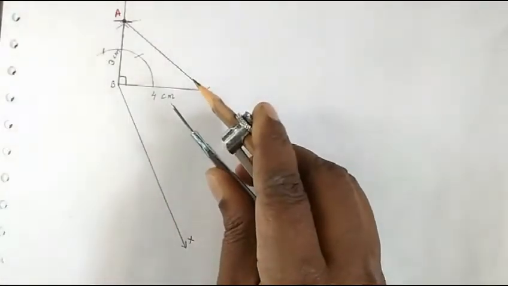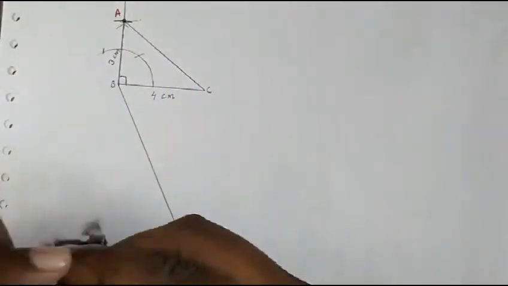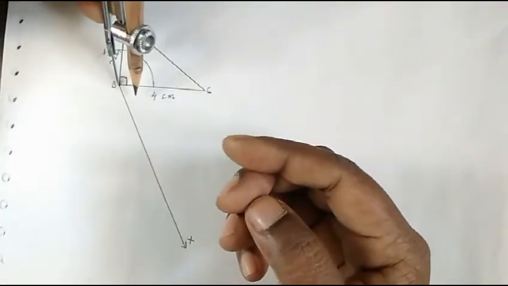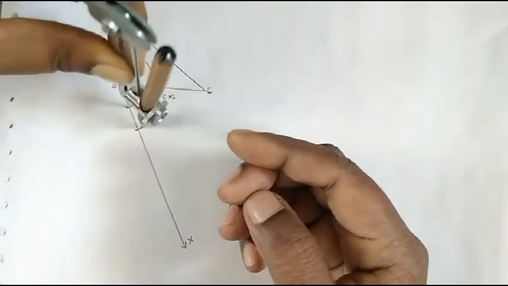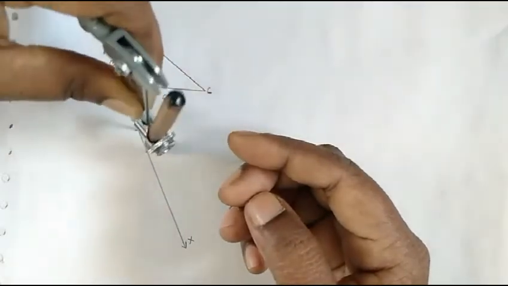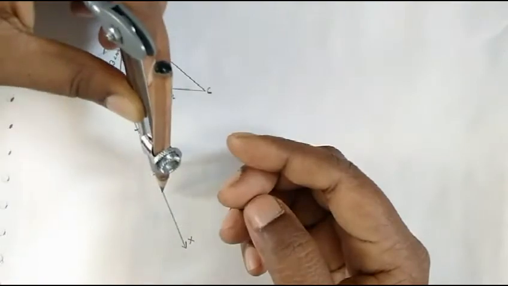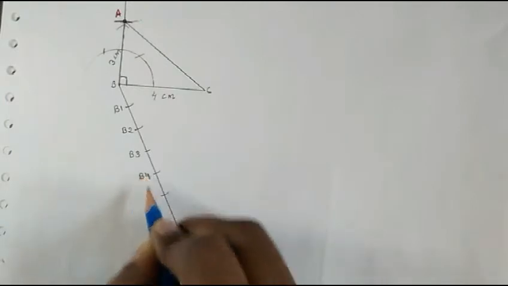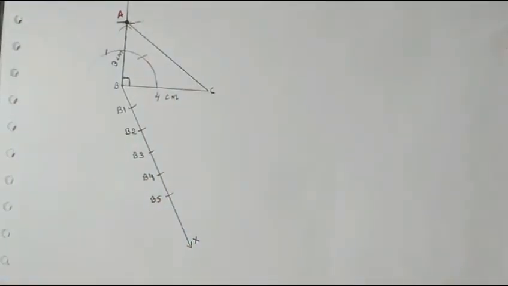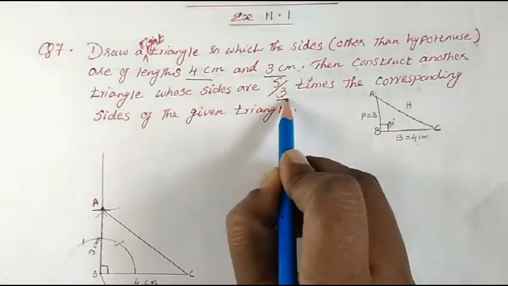So take the compass. You can take any measure and then divide it equally into 5 parts. 1, 2, 3, 4, 5. Okay, so now let's name it. This is B. So B1, B2, B3, B4, B5. Now which one we have to join? Let's see. Denominator we have 3. So the third part we have to join. So the third part is here. Let's join this with C.